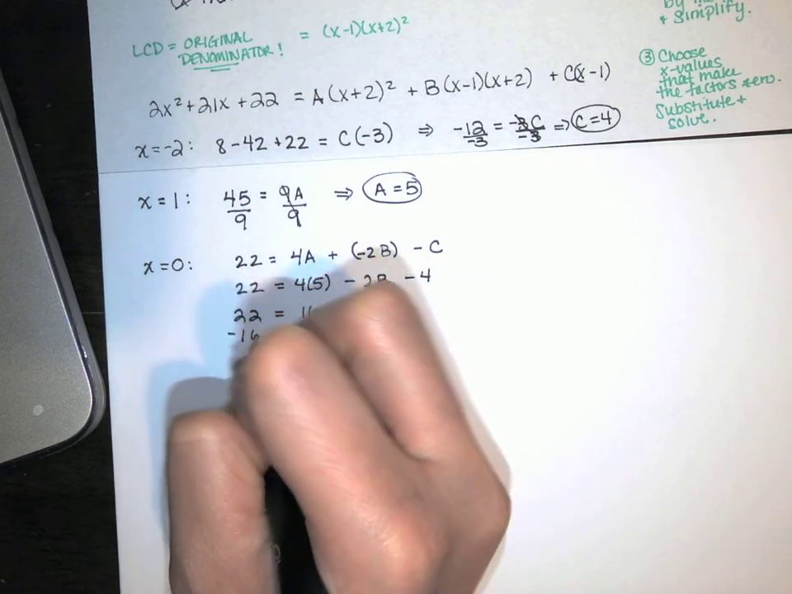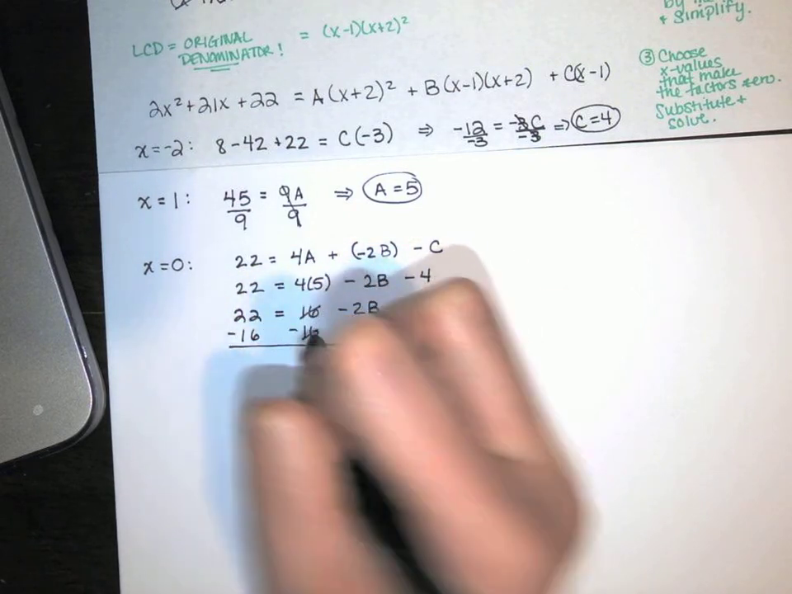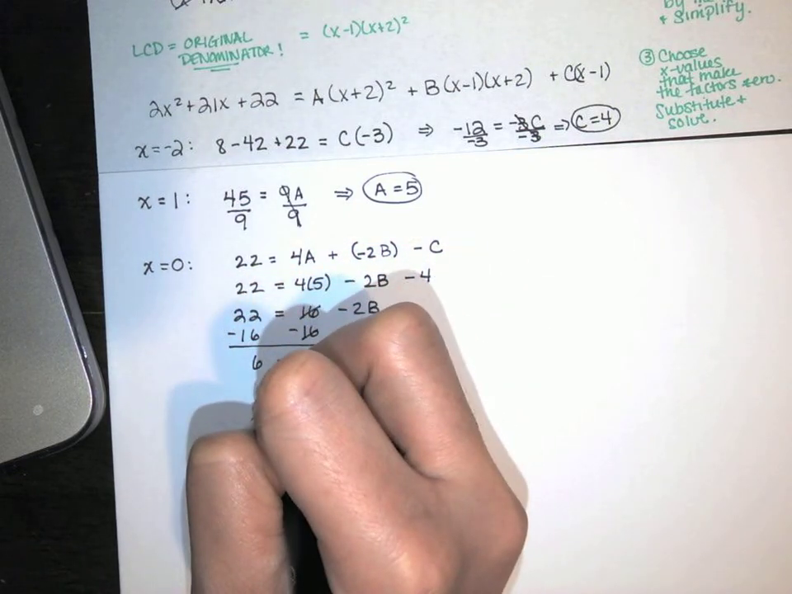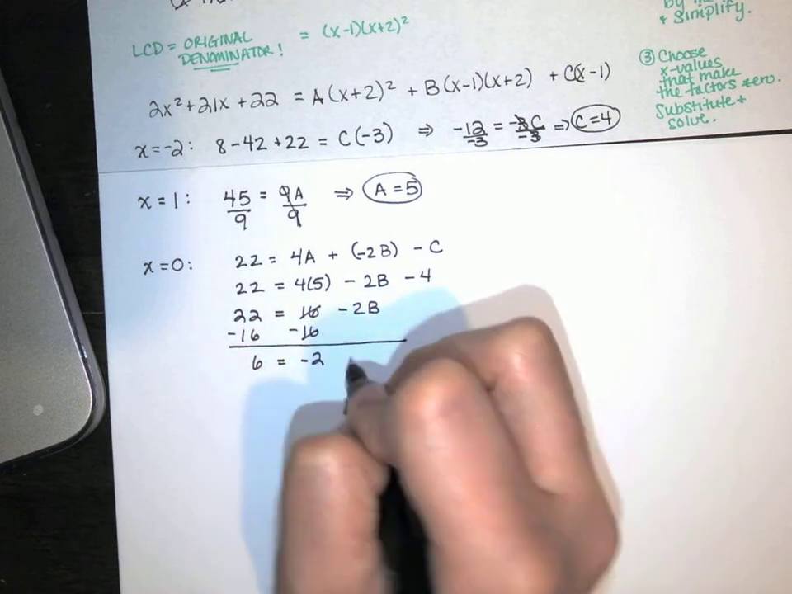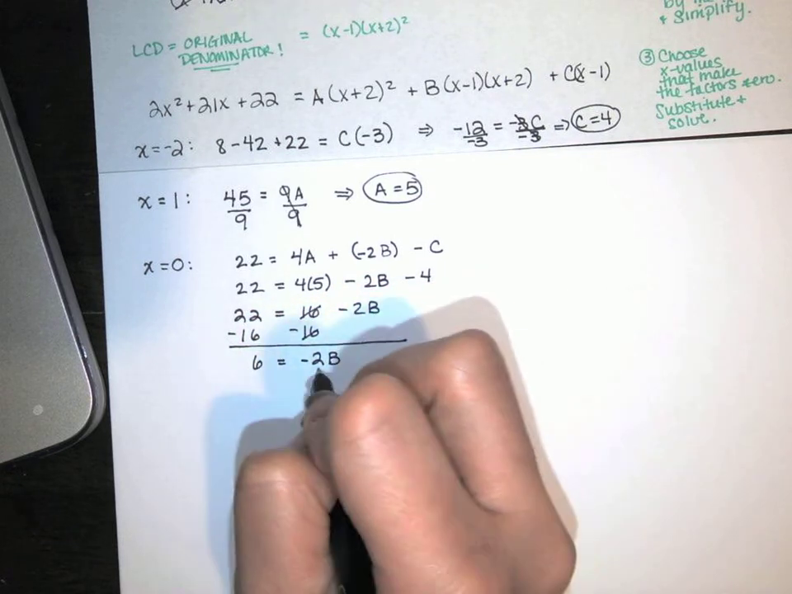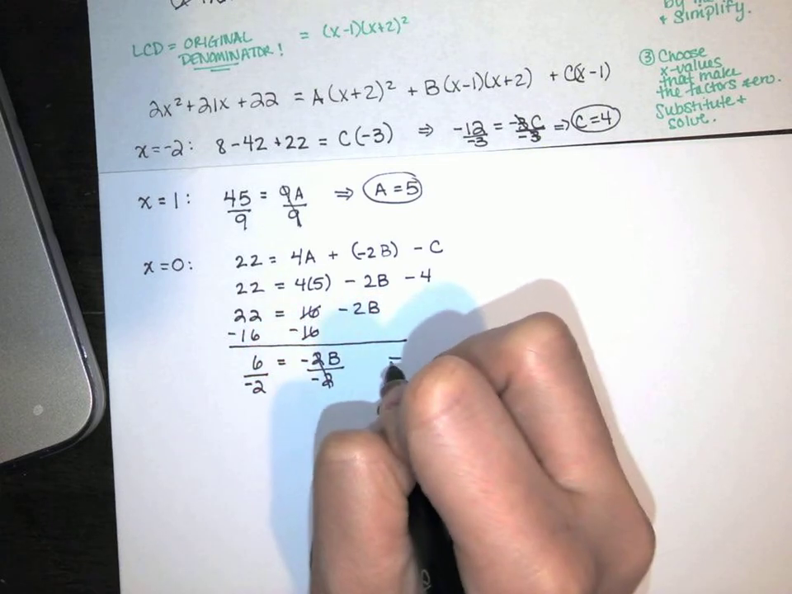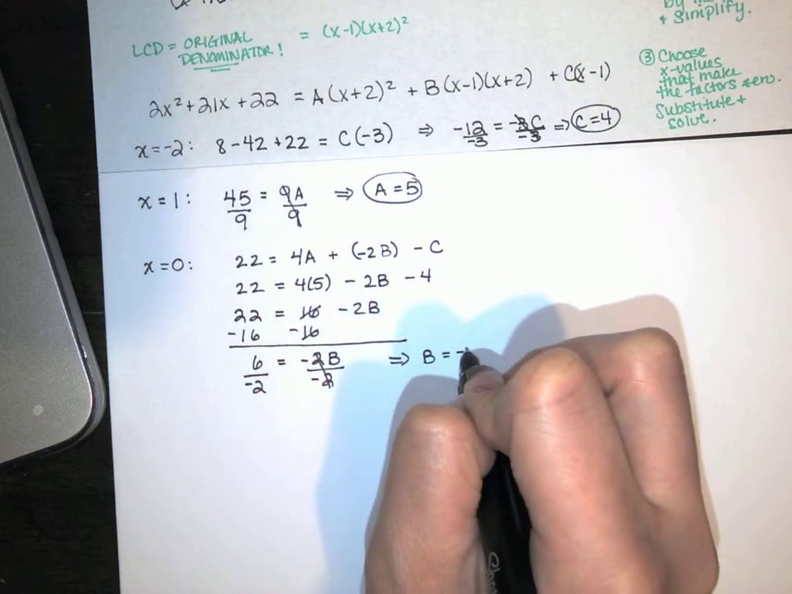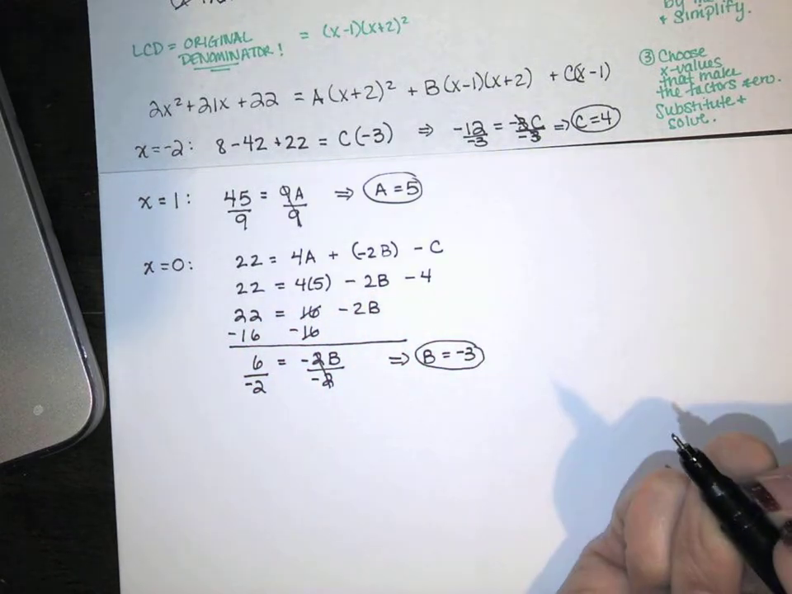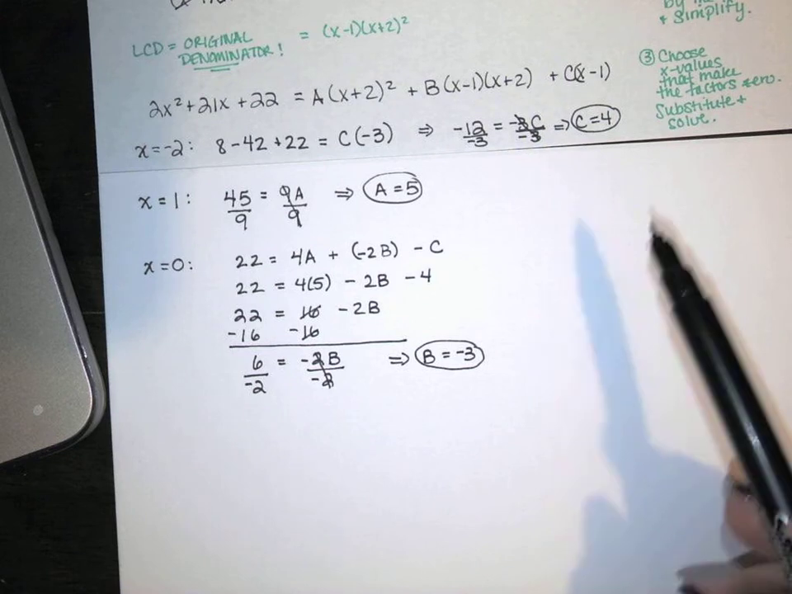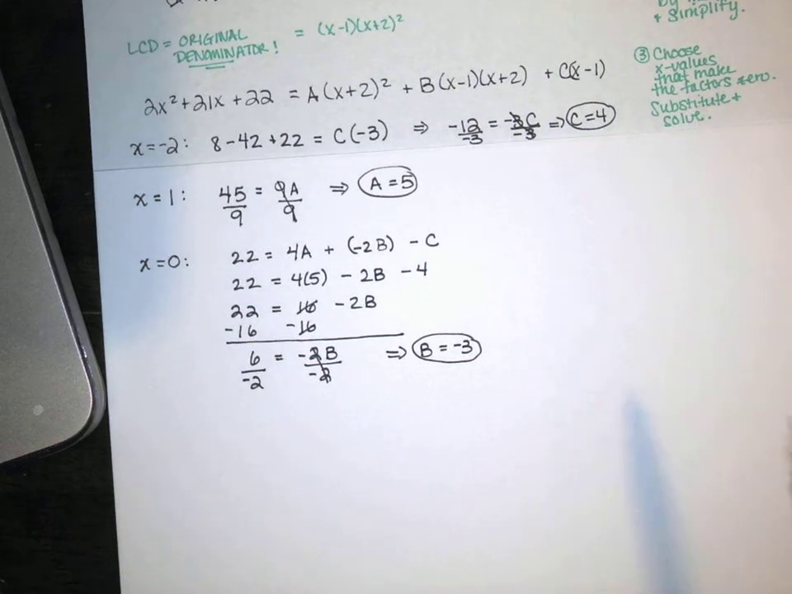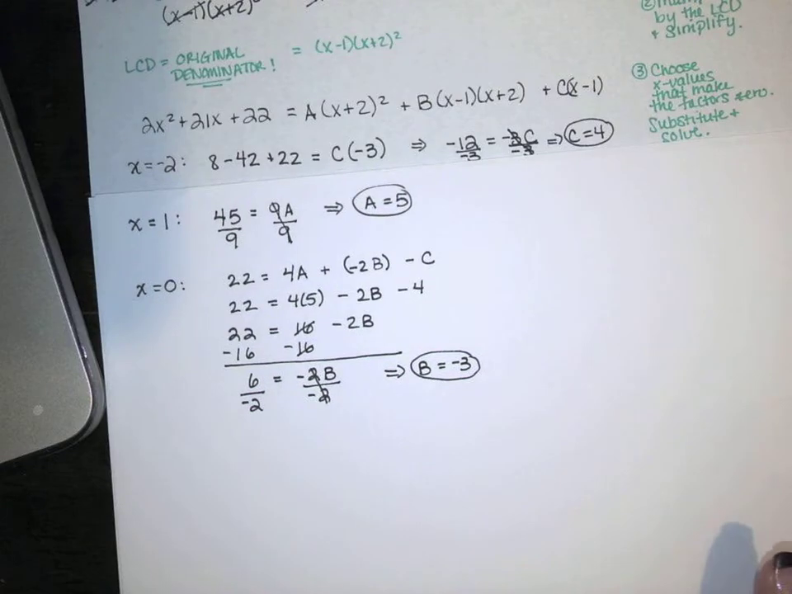Subtract 16 from both sides. Bam, bam. All right. We get 6 equals -2b. Isn't that nice? Works out. Turns out that b equals -3. Okay, so we had to choose x values that make the factors equal to 0, substitute and solve.